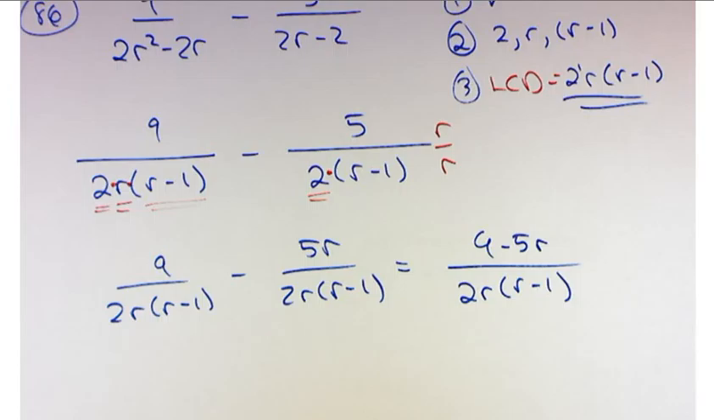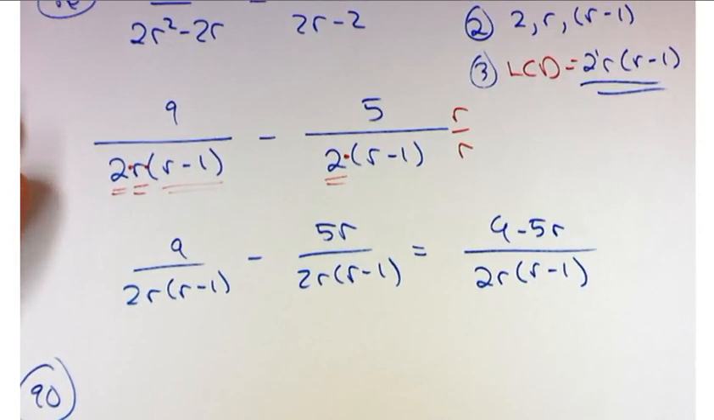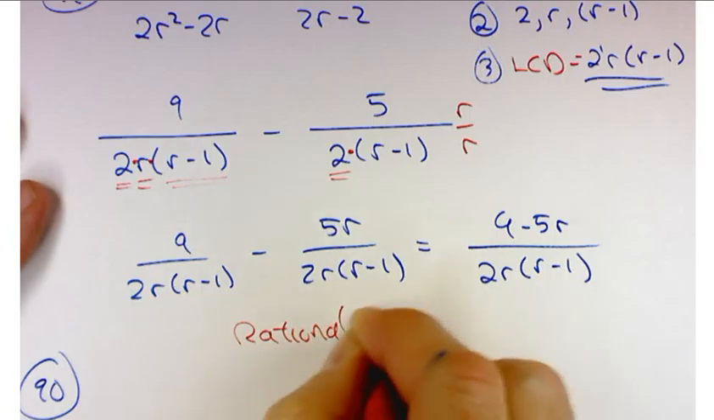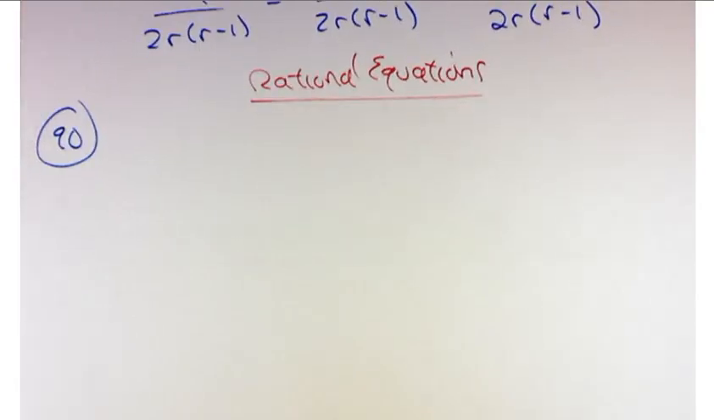So let's try problem number 90. These are changing things up a little bit. We're going to work with rational equations. The difference is that in addition to our rational expressions, we're going to have an equal sign somewhere in the problem. And when you have an equal sign, that's going to mean you have to solve your equation. You have to find a value for x.